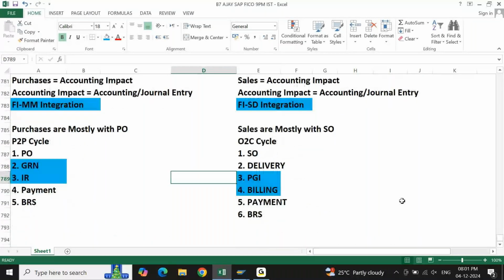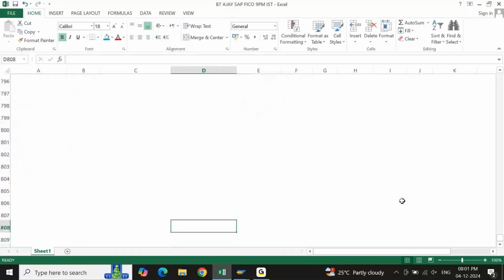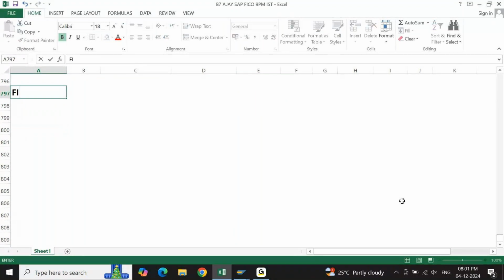Next thing, what we need to understand basically, there is something called financial reporting on a monthly basis. Is this mandatory for every organization or not? Yes, sir, it is mandatory.